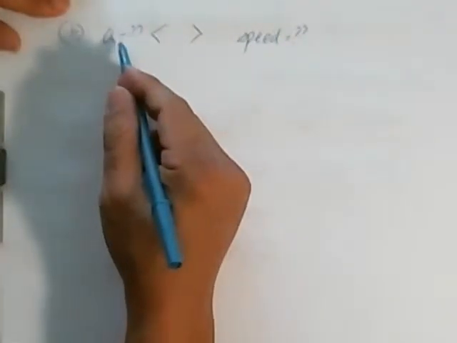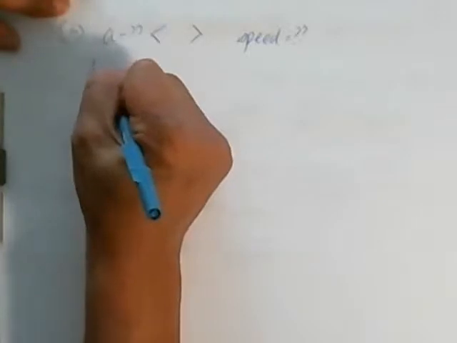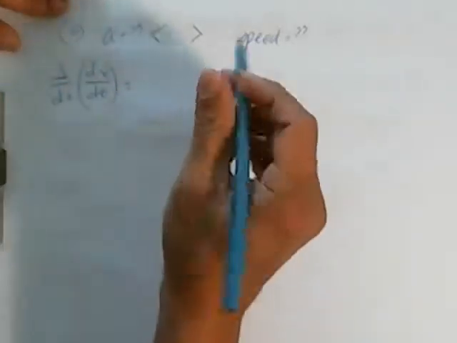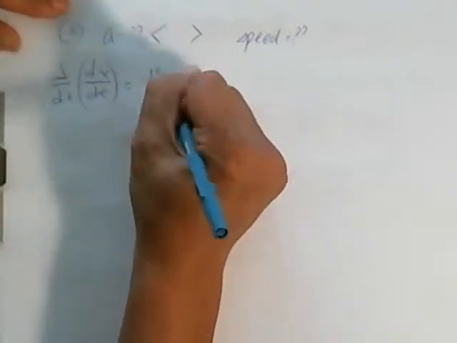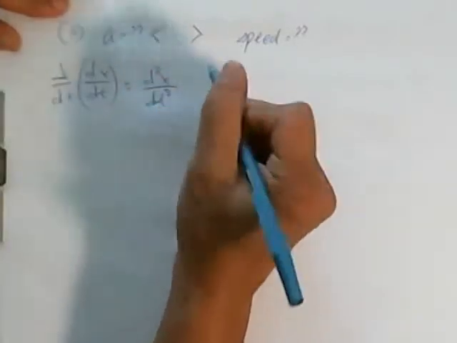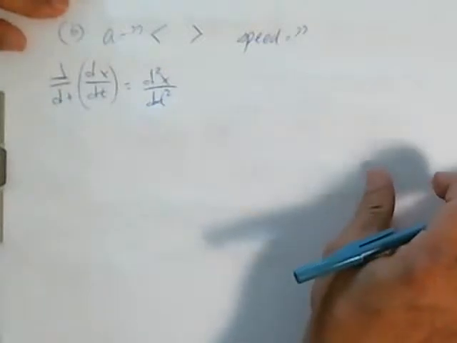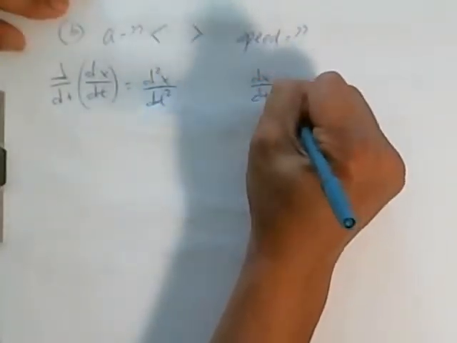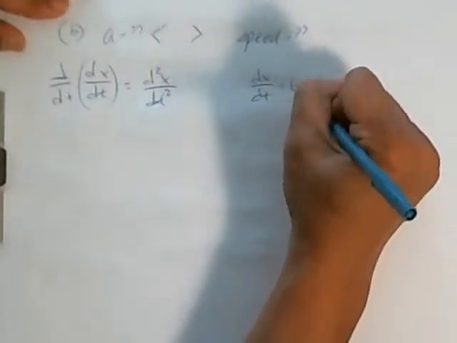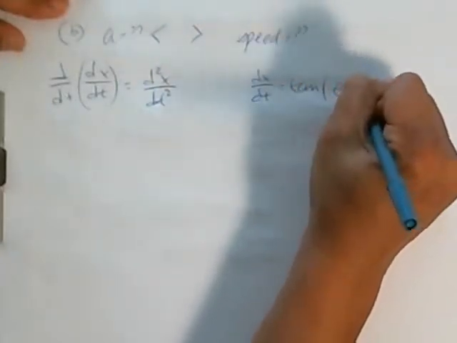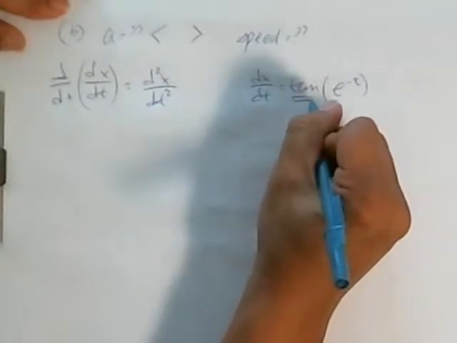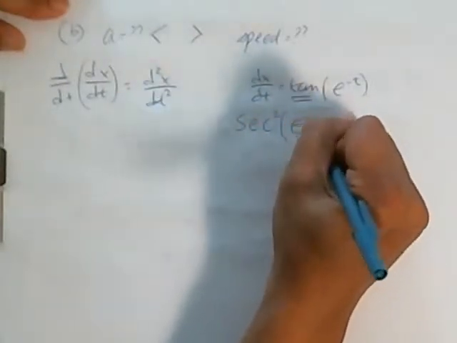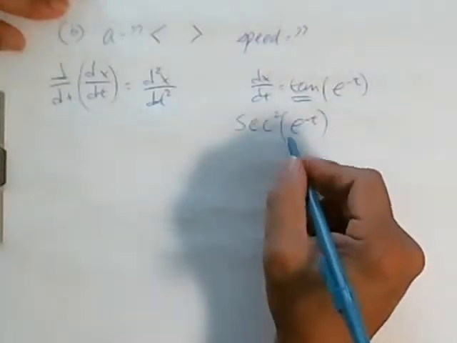According to the acceleration vector, you have to take the derivative of that. That becomes d squared x over dt squared. That's the acceleration. The second derivative is the acceleration. And so given dx/dt is equal to tangent of e to the minus t, the derivative of the tangent is secant squared. You should know that from the very beginning of the course.